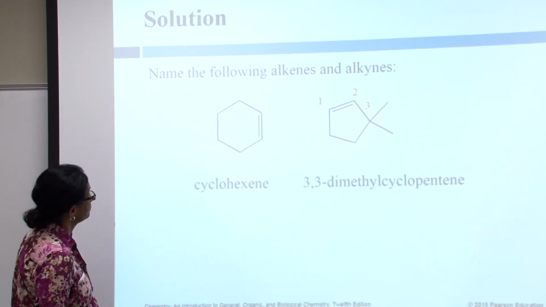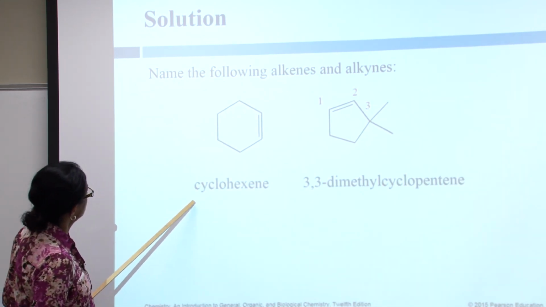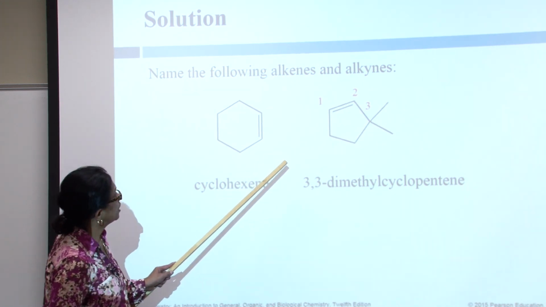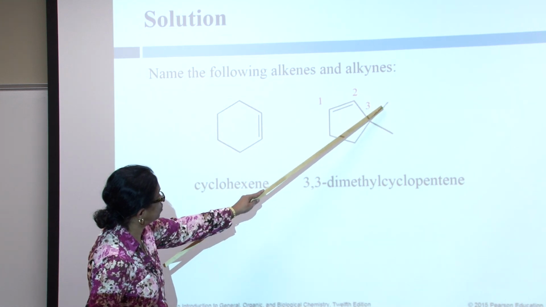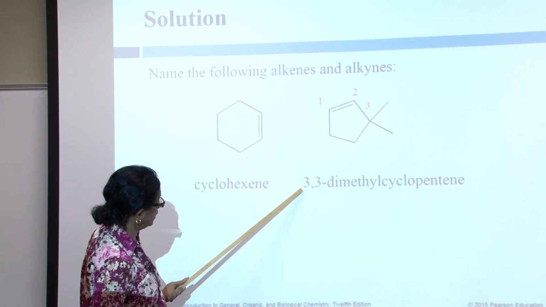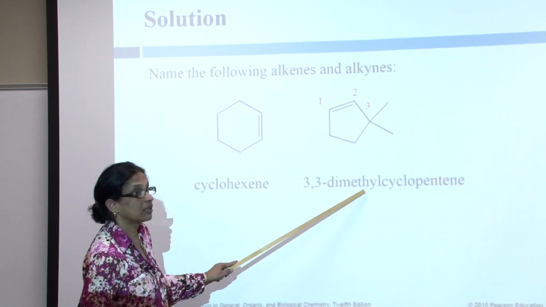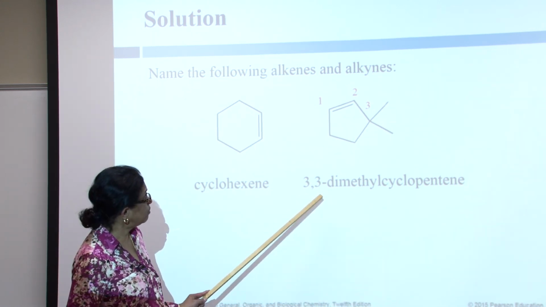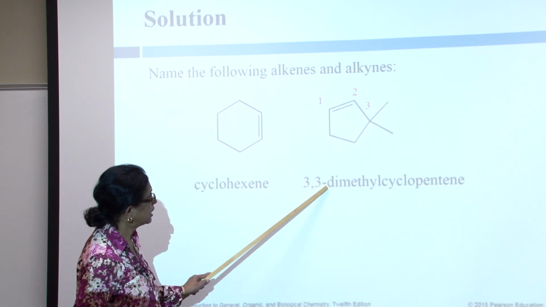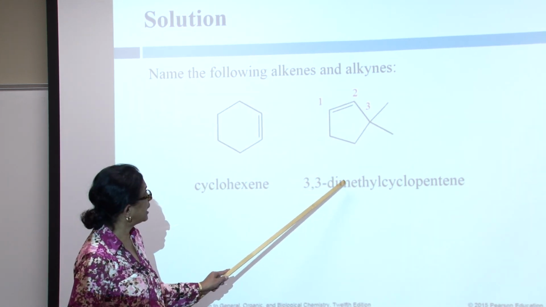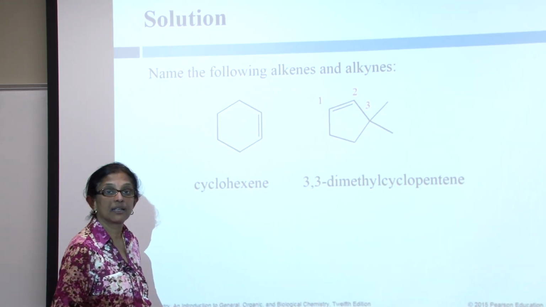So let us see. Cyclohexene. Now 1, 2, 3. Carbon 3 has 2 methyls. 3,3-dimethyl. So you have 2 methyl substituents on carbon 3. So you're going to repeat 3, 3. There is a dash here. Dimethylcyclopentene is how you name your cycloalkene.